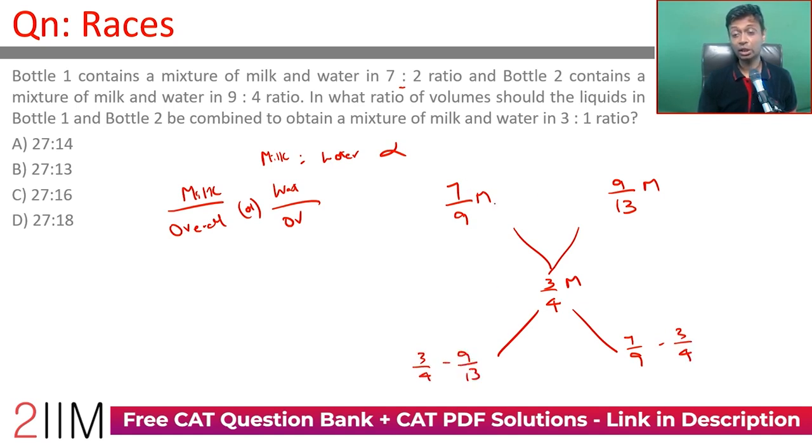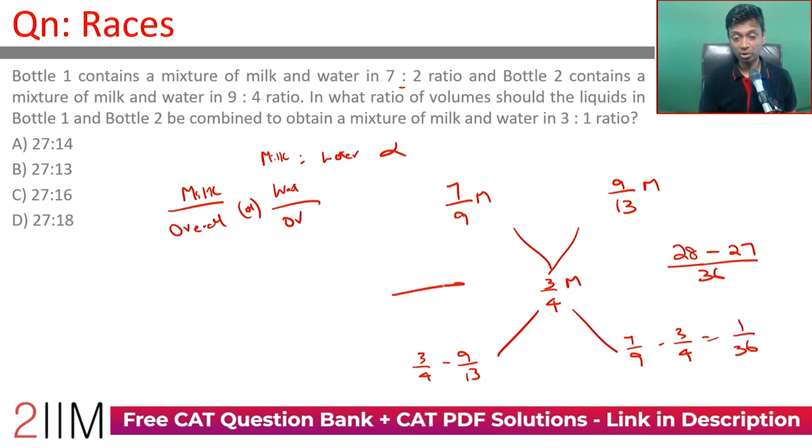7 by 9 is more than 9 by 13. And so 7 by 9 minus 3 by 4, LCM is 36. So 3 by 4, 7 by 9, 9 fours are 36, 7 fours are 28. 28 minus 27 by 36. This is 1 by 36.